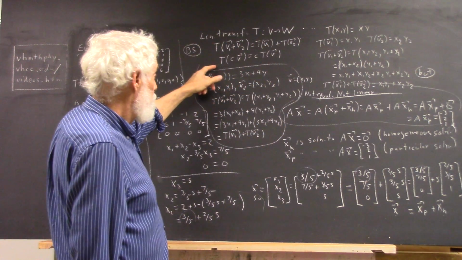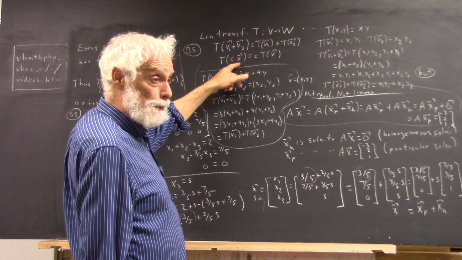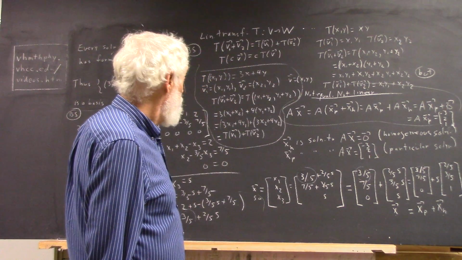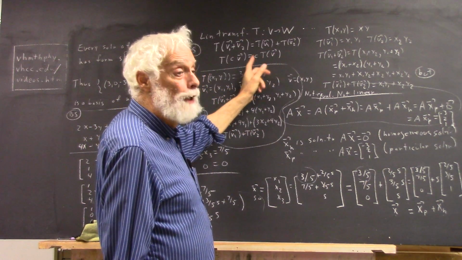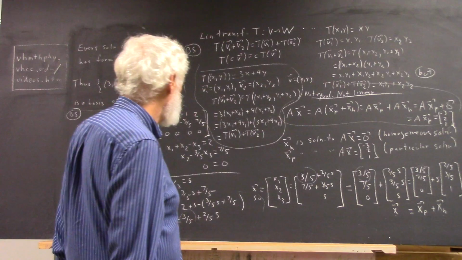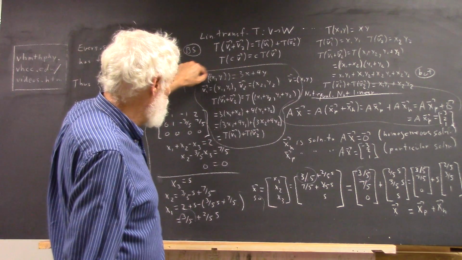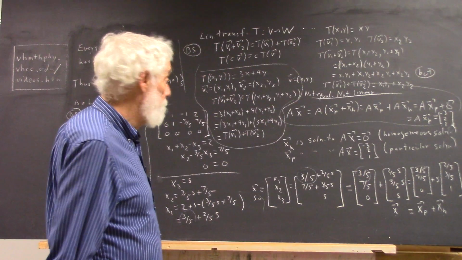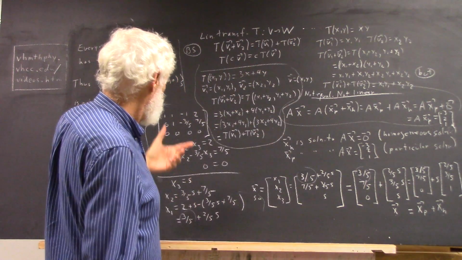Also, if the transformation is applied to c times some vector, where c is a constant, it's the same thing as if you applied the transformation to the vector and then multiplied by the constant. Now, two examples. We have a transformation here, T of (x, y) equals 3x plus 4y. We want to verify these properties.